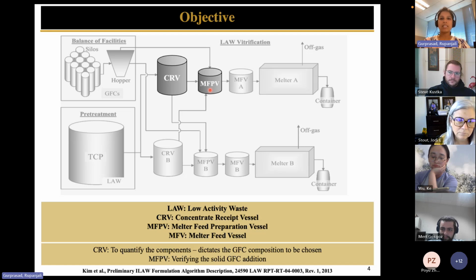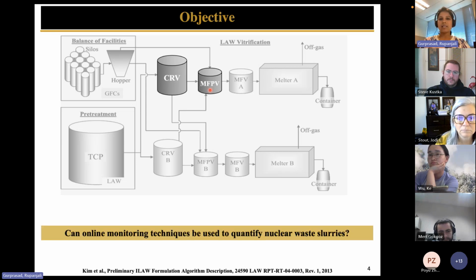The first one, of course, is a safety concern because we are exposing personnel to the waste, which is also very alkaline, and that is something that we would probably not want to do. And the second is it can also delay the downstream decision-making processes until analytical results from labs are obtained. So in this work, we are asking a very simplistic question, which is, can online monitoring techniques, for example, an in situ Raman or an FTIR probe, essentially be used to quantify the nuclear waste slurries?